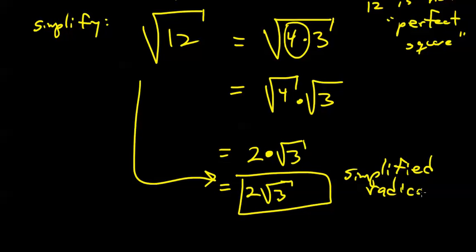And you are in simplified radical form, well, in kind of common language, when you've taken out everything that you can from under the root sign.